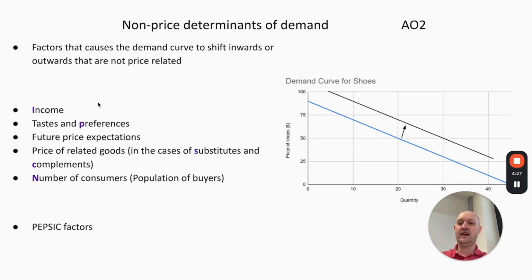We're going to go through 6: income, tastes and preferences, future price expectations, price of substitutes, price of complements, which are called related goods. Related goods means they have some sort of relationship to the original good, and the number of consumers. I'm going to call these the Pepsi-C factors, or the PepSiC factors, and I'll explain that later. It's just an acronym we can use.